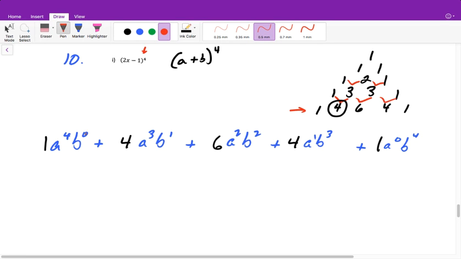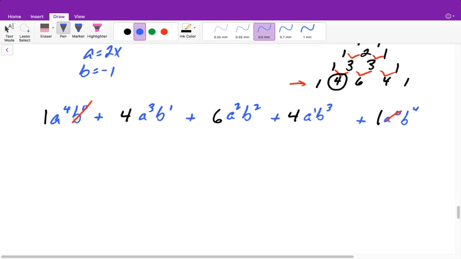We can cross out our b to the 0 and a to the 0 because we know that that's equal to 1. And then after we do this, we say, all right, well, a is our first term, so that means a is actually equal to 2x. So wherever I see a, I'm going to replace it with 2x. And b is actually equal to negative 1 because that's our second term. So wherever I see b, I'm going to replace it with negative 1.